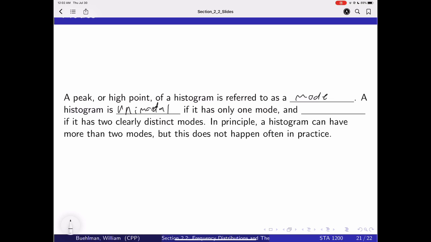And it is bimodal if it has two modes. In principle, a histogram can have more than two modes, but it typically doesn't happen very often, so we won't talk about it in this class anymore. Histograms you see in this class are going to be either unimodal or bimodal.